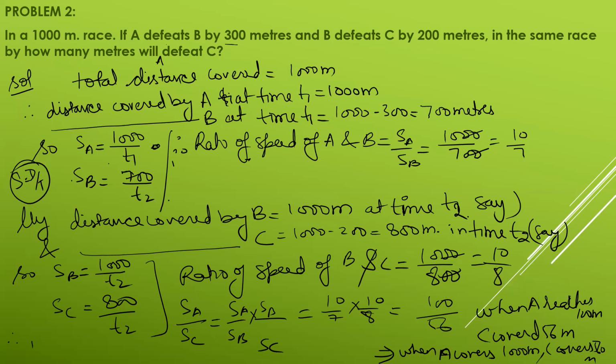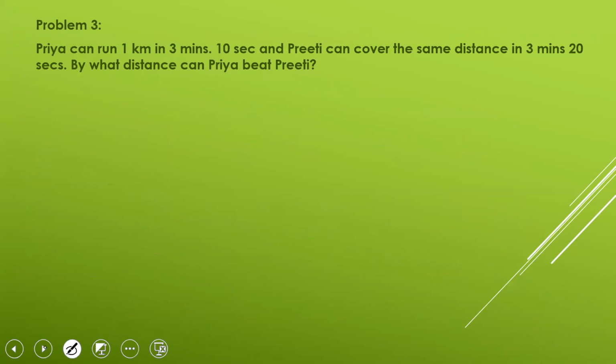So by how many meters will A defeat C? Now this you will have to mention separately because I do not have more space. You just do 1000 minus 560, you will get 440 meters, which is the required solution. I hope the problem is clear. Moving on to the next question.